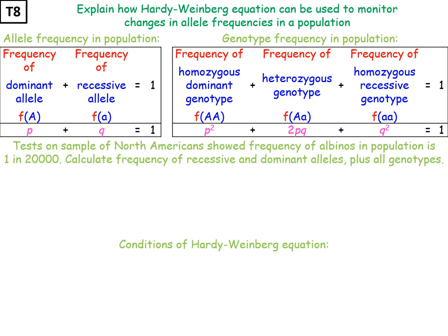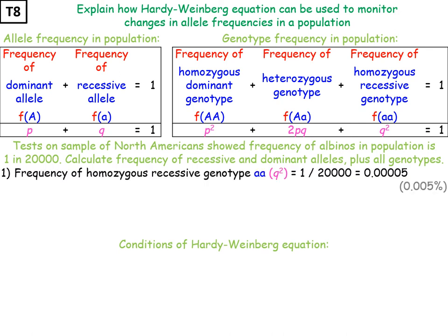So how can we use these equations? A test on a sample of North Americans showed the frequency of albinos in the population is 1 in 20,000. Calculate the frequency of recessive and dominant alleles plus all genotypes. So here we can see that the frequency of the homozygous recessive genotype, so we're looking at albinos, which is a recessive condition, in the population is 1 in 20,000. So it would be 1 over 20,000, which is 0.00005 or 0.005%, and that would be Q squared.